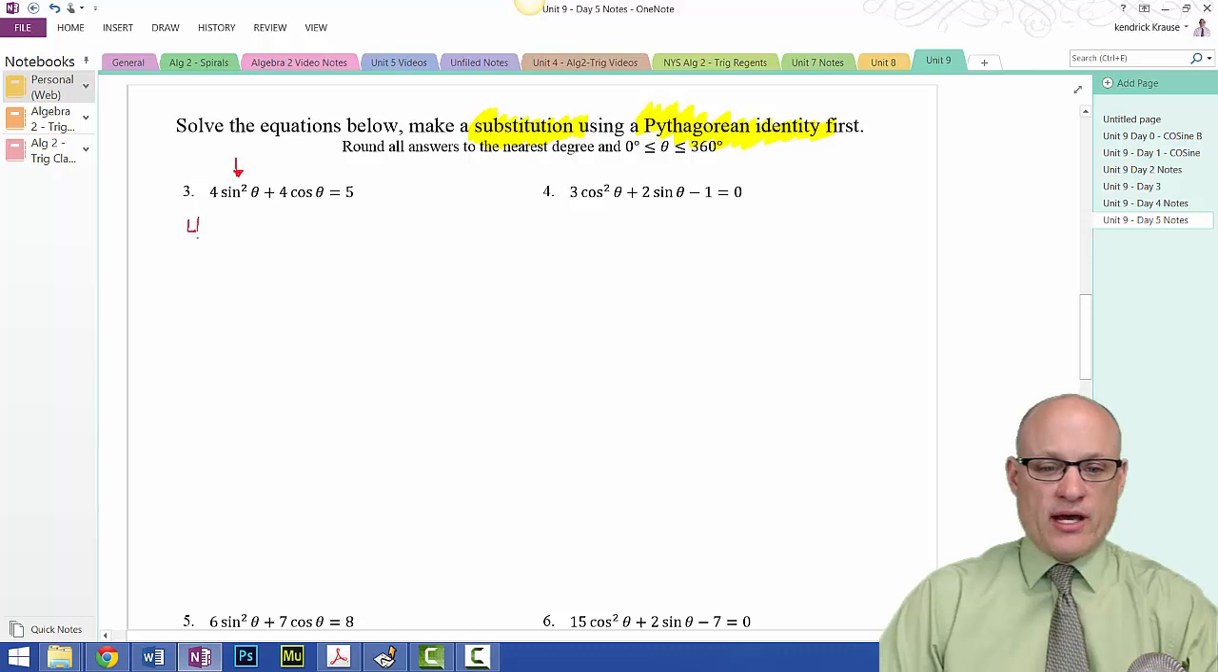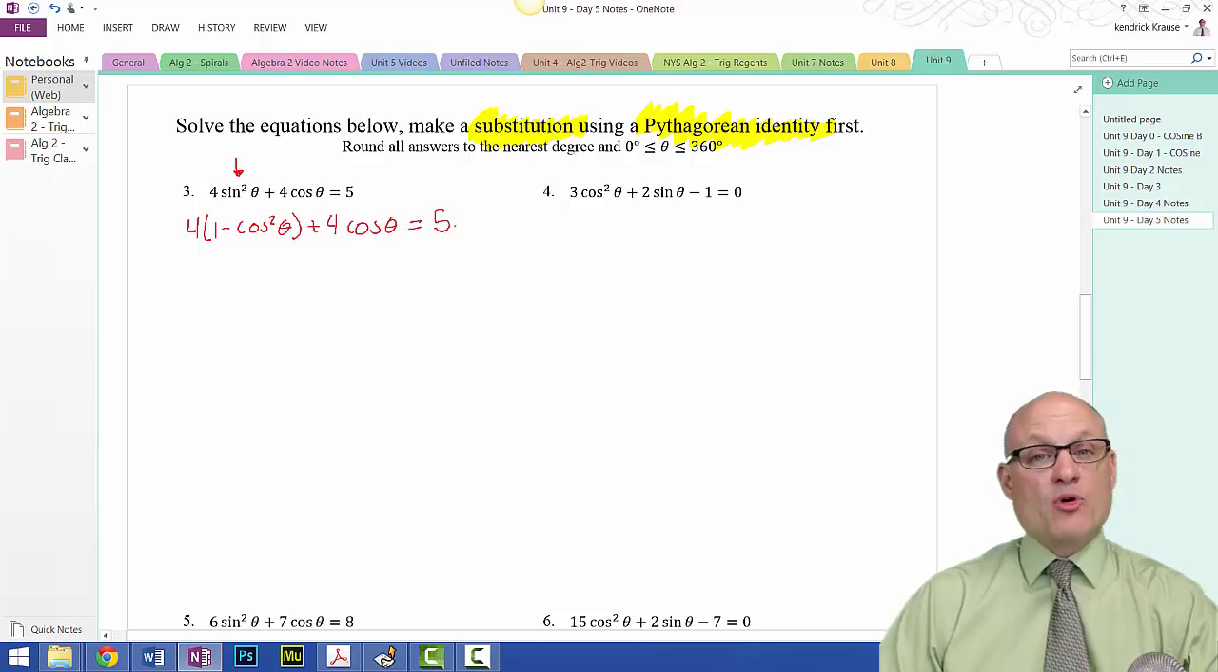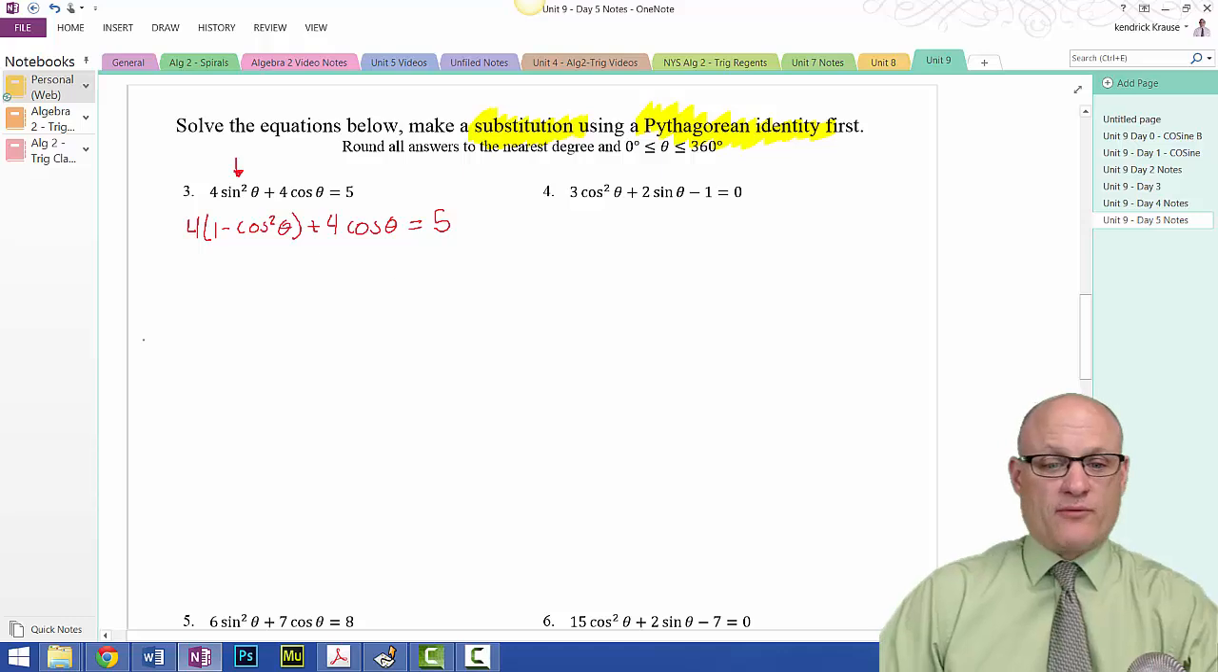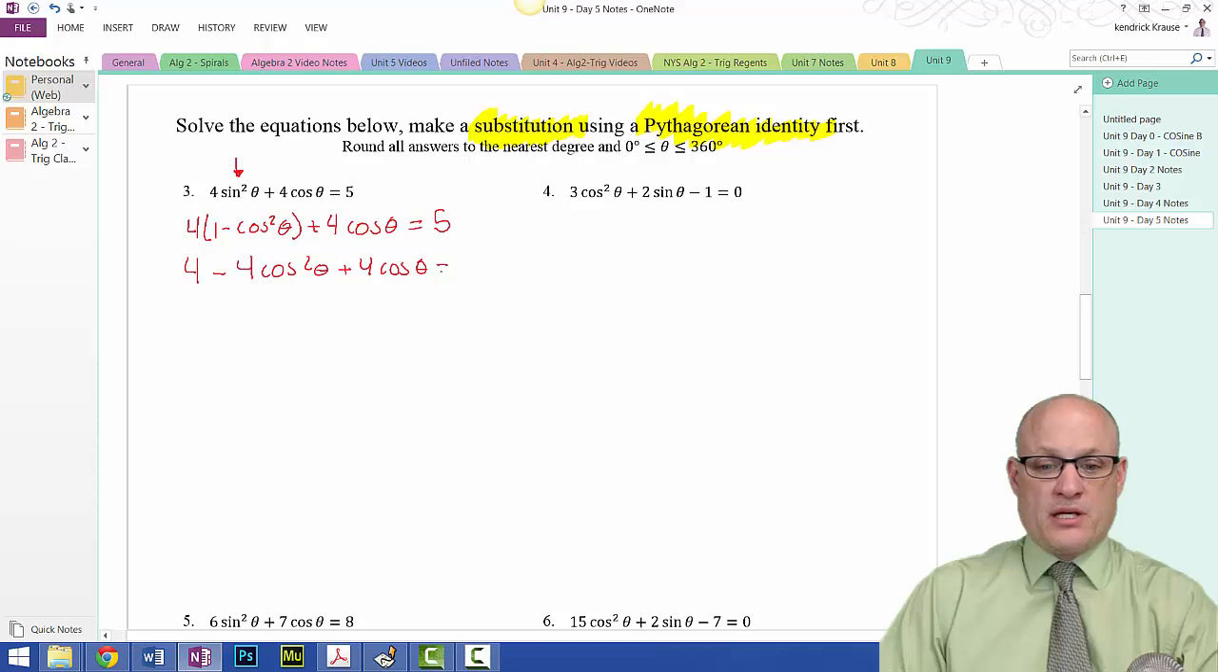And when I do that, what you're going to see is that I now have an equation with just cosine in it. And I'm a lot more comfortable with that. I got all cosine in there. So, I replaced it. Now let's just start distributing and start moving stuff over. Nothing's new. Distribute the 4. I get 4 cosine squared theta plus 4 cosine theta equals 5.